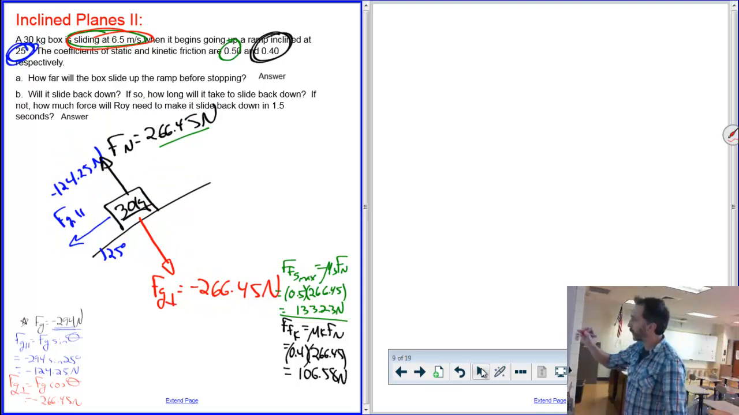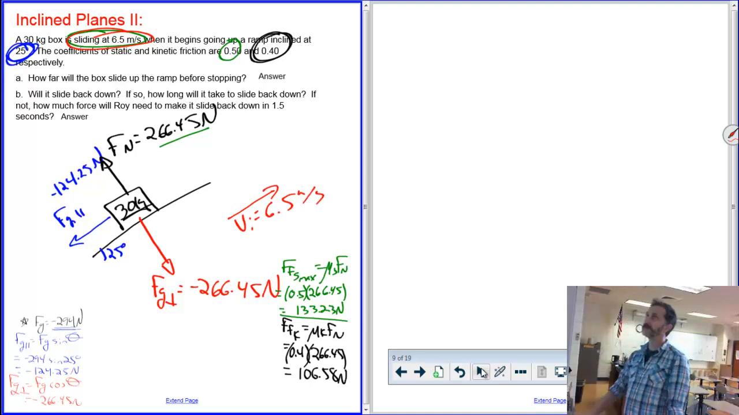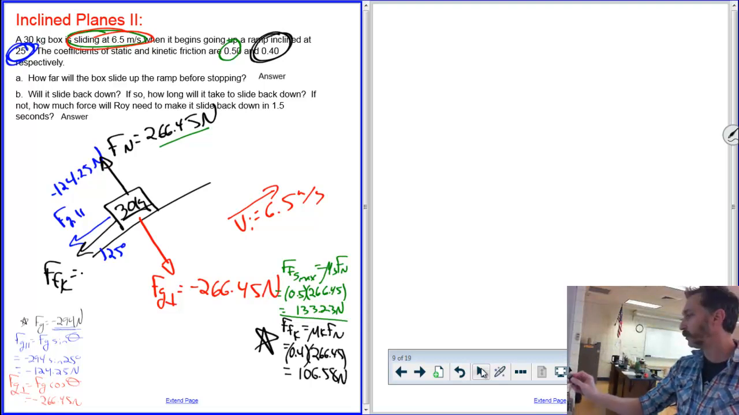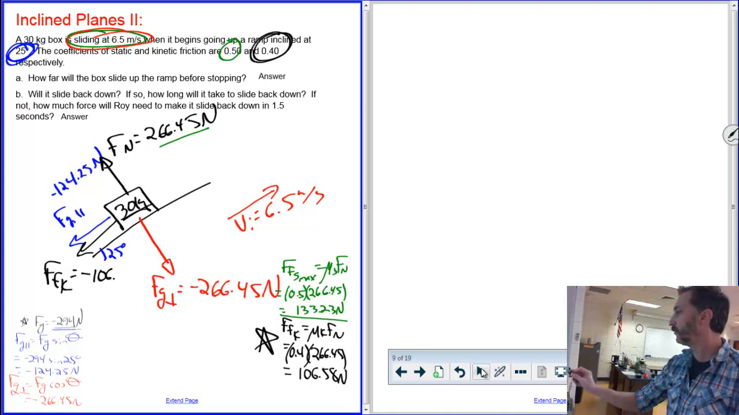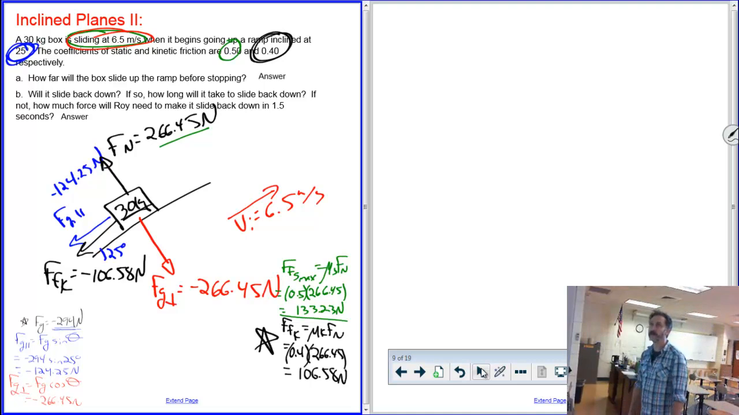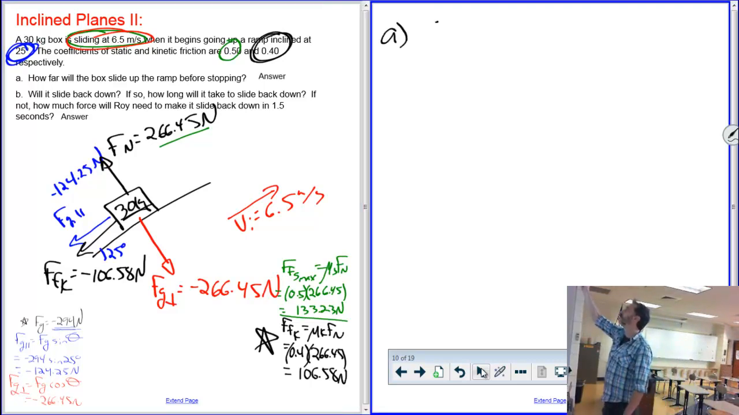Okay, since the block is sliding up the ramp with an initial velocity of 6.5 meters a second, that means we're going to have friction pulling down the ramp. What kind of friction? Kinetic, because it's already moving. And since it's moving up the ramp, the kinetic friction goes down the ramp, so it's negative 106.58 newtons. And it's just sliding, so there's nothing pushing it up the ramp. I think that's it for part A.